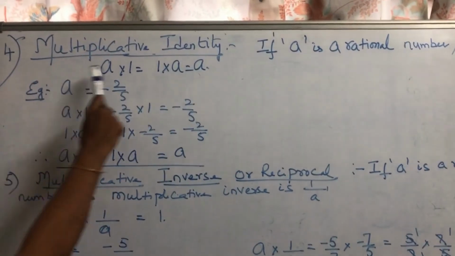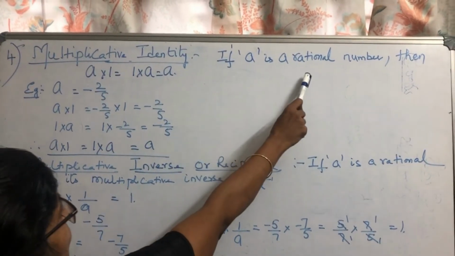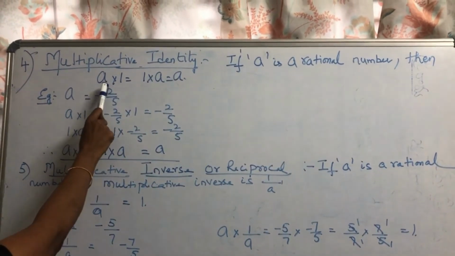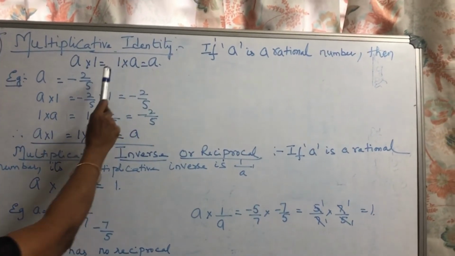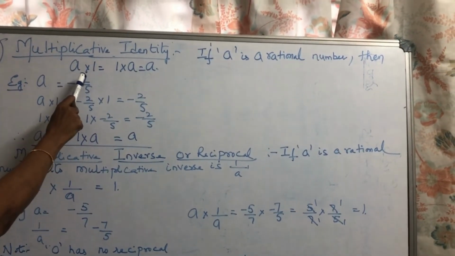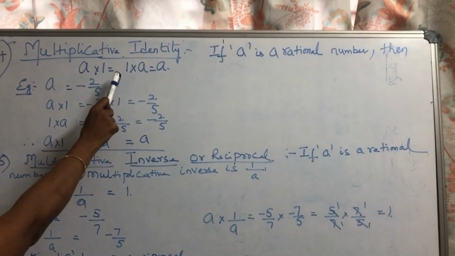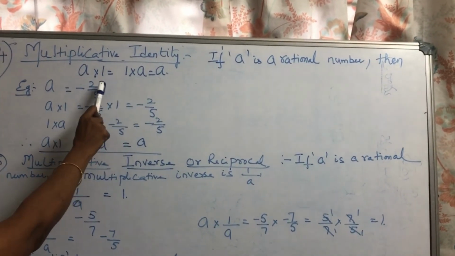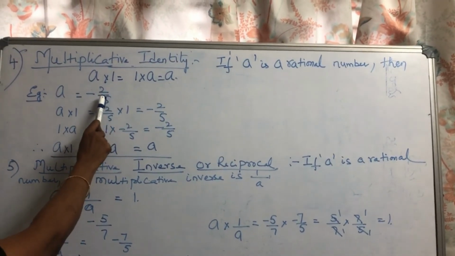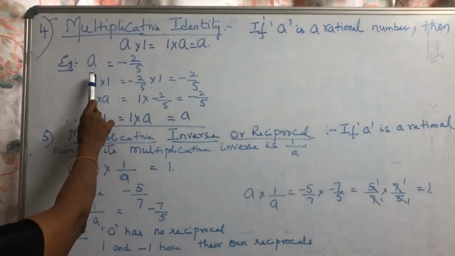The fourth law is multiplicative identity. If A is a rational number, then A into 1 is equal to 1 into A equal to A. How you have for whole numbers, children? Whole number multiplied by 1 gives the same whole number. 5 into 1 is 5. In the same way, when a rational number is multiplied by 1, you will get the same rational number.